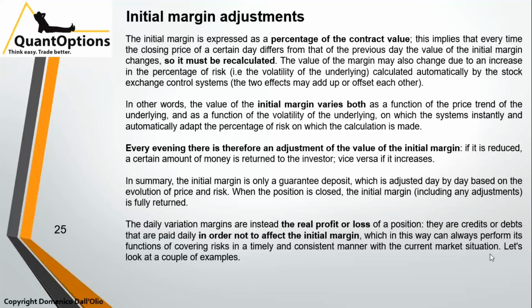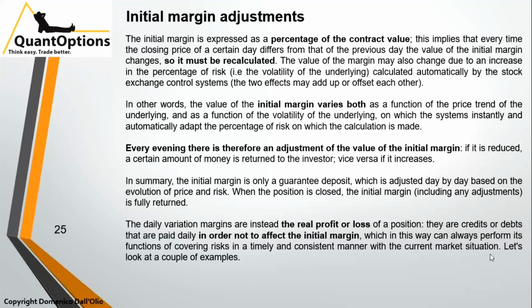Every evening, there is therefore an adjustment of the value of the initial margin. If it is reduced, a certain amount of money is returned to the investor. Vice versa if it increases. In summary, the initial margin is only a guarantee deposit which is adjusted day by day based on the evolution of price and risk. When the position is closed, the initial margin, including any adjustments, is fully returned.